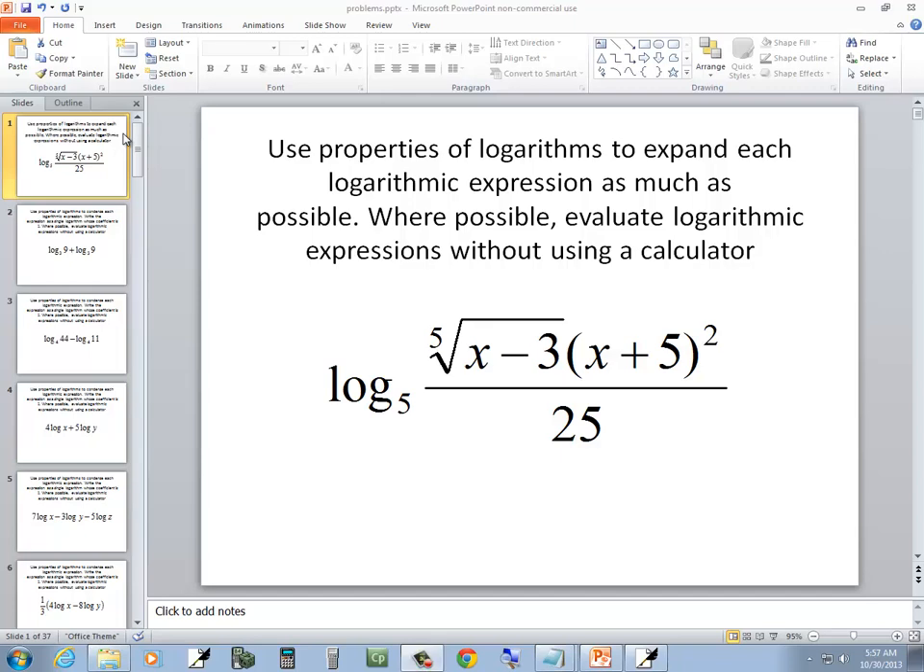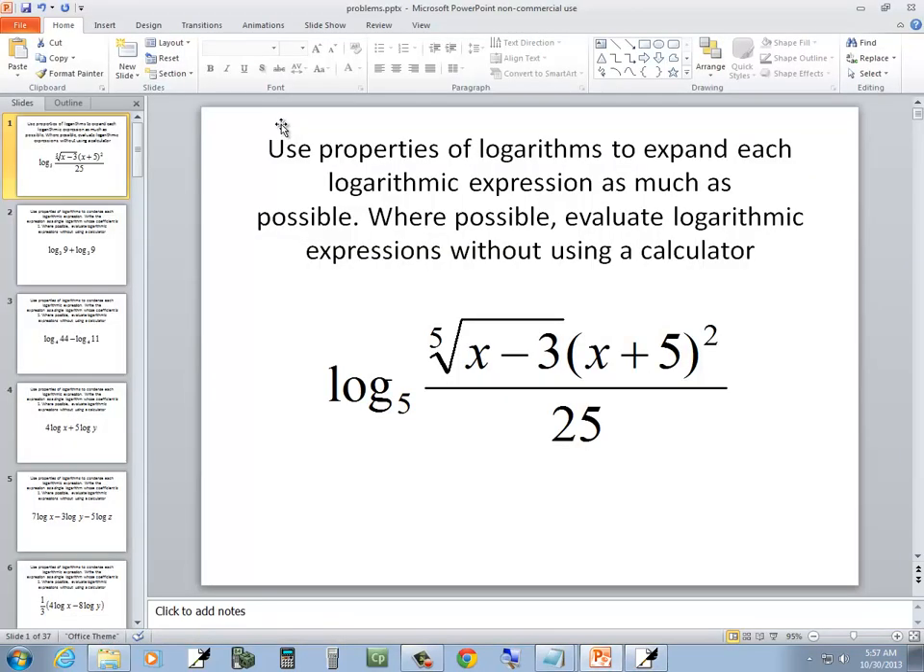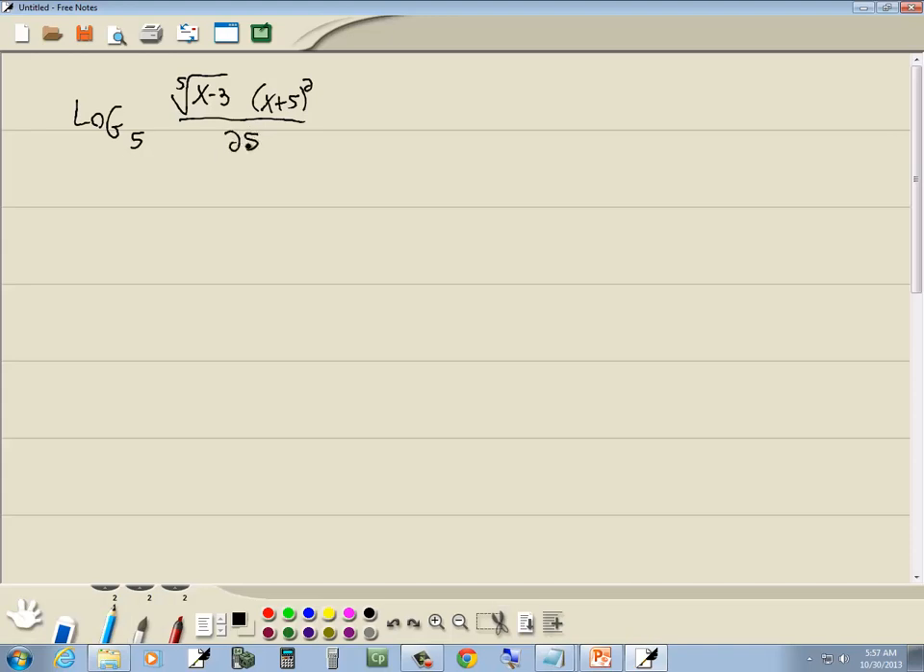Let's take a look at this problem. We've got log base 5 of the fifth root of (x minus 3)(x plus 5) squared, all over 25. First off, we don't want any radicals, so let's get rid of that. We're going to rewrite that as (x minus 3) to the 1/5 power, and everything else remains the same.